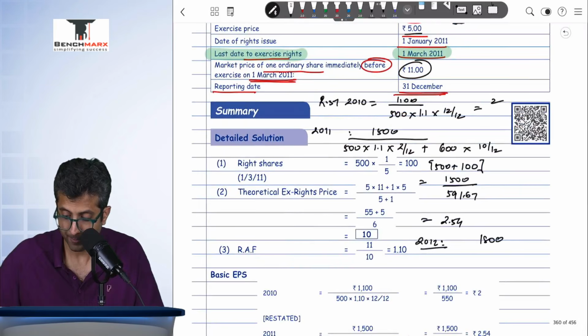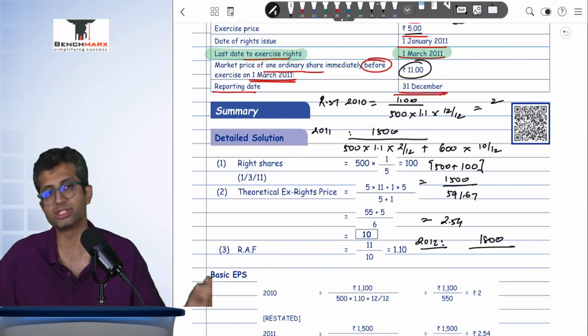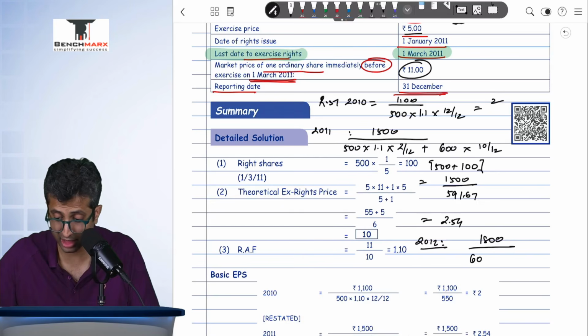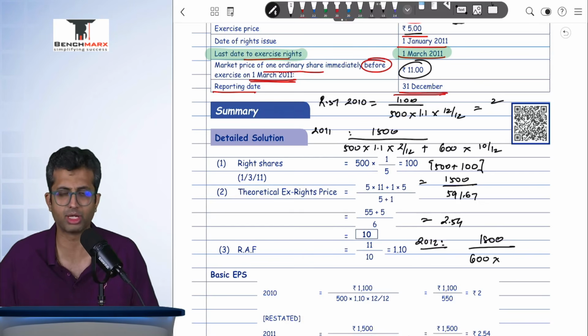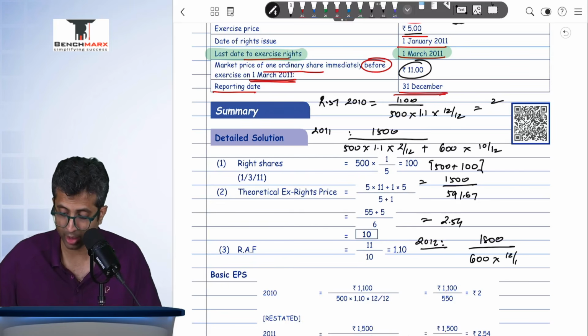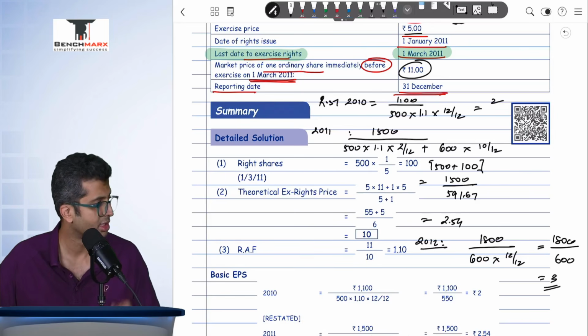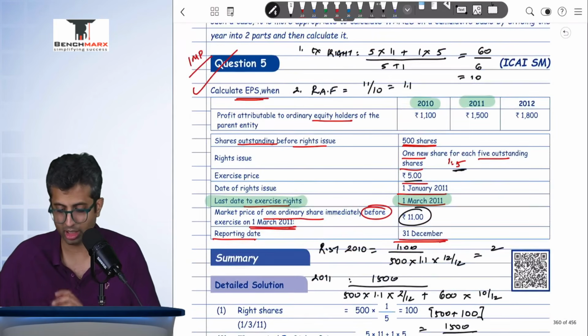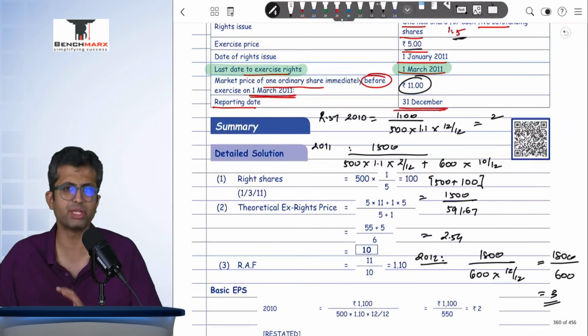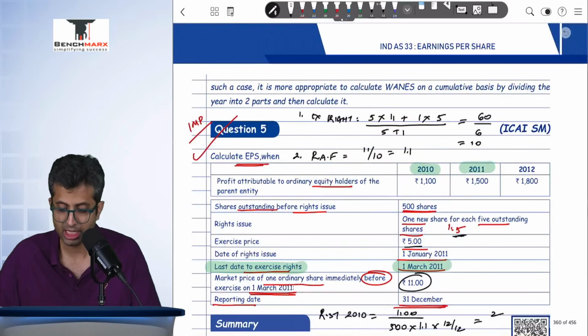Now when I go to the last year, this is 2012, my profits are 1800. Now do I need to multiply the rights adjustment factor again? No. For this entire year, there were 600 shares. This is after the date of rights, and hence I don't need to multiply the RAF separately, into 12 by 12, and hence this is 1800 divided by 600, and hence can I say this is 3 rupees. Yes, this is what we say as your basic EPS after the adjustment for rights.